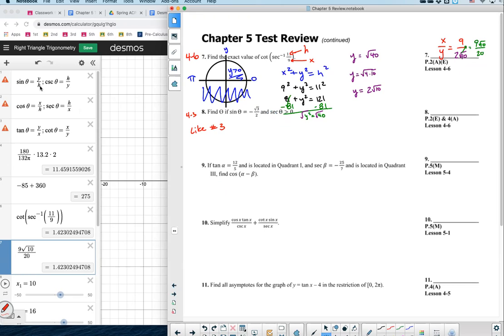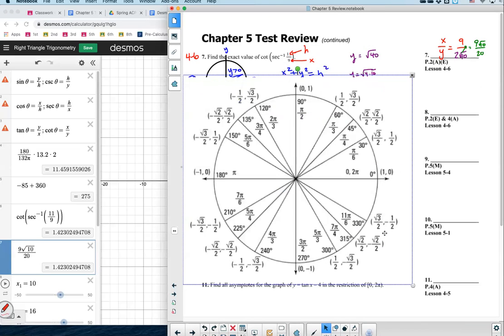Remember, h has to be positive, so the negative is going to go with the y. That's actually a unit circle value. I'm going to solve this real quick just because it's a unit circle. We haven't gotten to use a unit circle today. How do I know it's the unit circle? Well, I notice it's a negative square root of 3 over 2. That is a value that I can find on my unit circle.